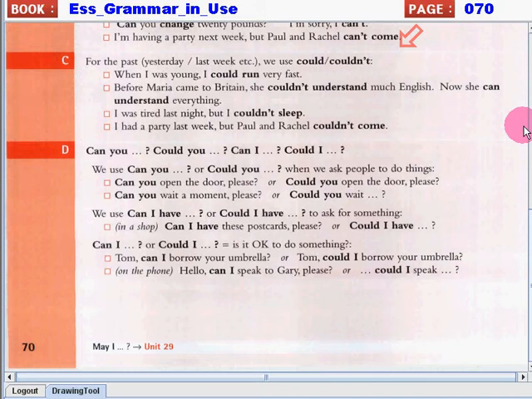Next, before Maria came to Britain, she couldn't understand much English. Now, she can understand everything. Oh, it's very clear. Before Maria came to Britain, okay? Before, so it's already in the past. We should use the word couldn't or could. So she could not understand much English. But now, present time, she can understand. So that's why we use can, because we are talking about now, present.